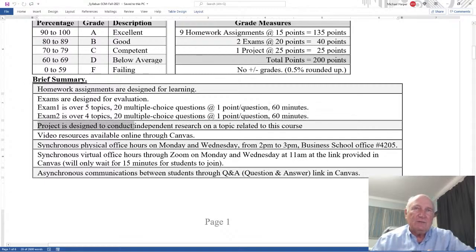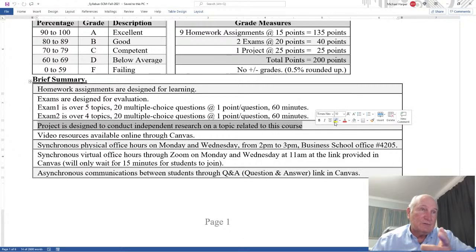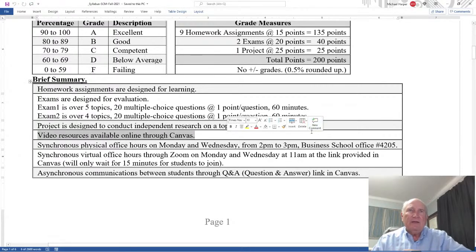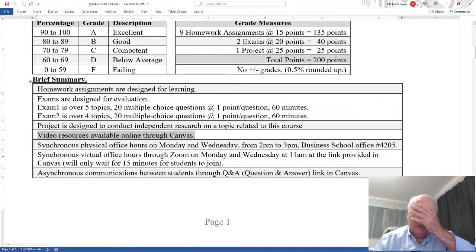The project is designed to conduct independent research on a topic related to the course, and we'll get more into that in this syllabus. Video resources are available through Canvas. Canvas will have links, and those links will go to my website and my YouTube channel where I've generated different types of videos. I don't have them in the syllabus, because that's really external to the university. It's my personal website, but we can link to those as we get into the course, because I do cover a number of things in more detail.